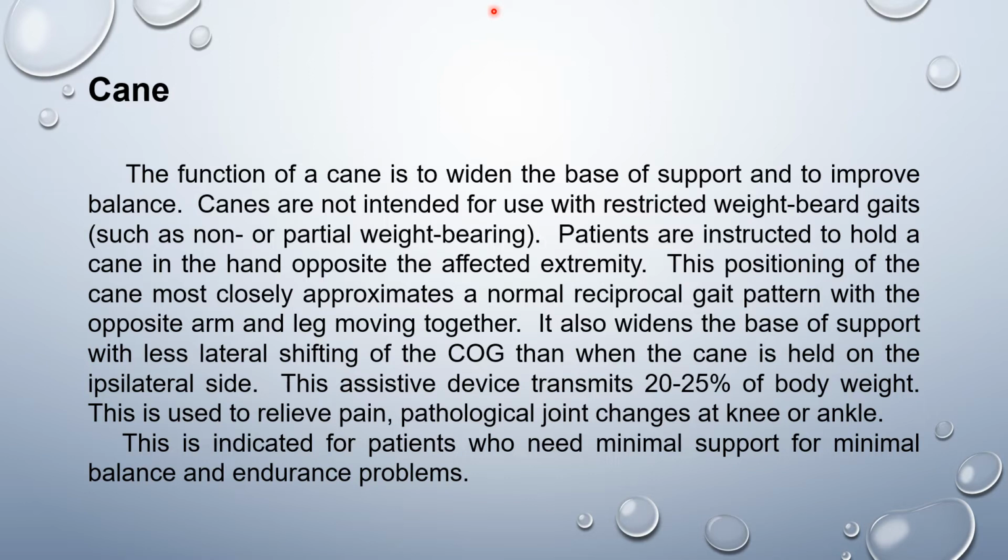Patients are instructed to hold the cane in the handle opposite to the affected side. So remember, the cane should always be placed opposite to the affected side. This positioning of the cane most closely approximates a normal reciprocal gait pattern with the opposite arm and leg moving together. It also widens the base of support with less lateral shifting of the center of gravity or COG than when the cane is held on the ipsilateral side.